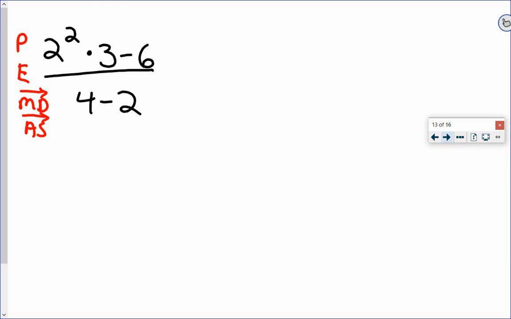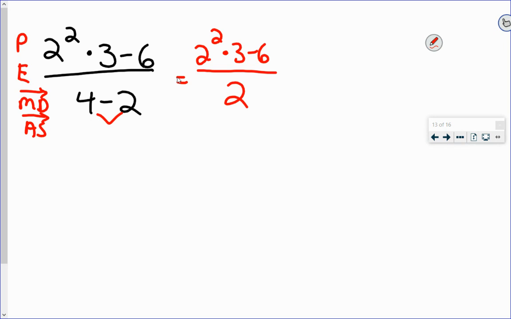Now we've got things to do on the top to get it to one number, and we have things to do on the bottom to get it to one number. The bottom's really easy. 4 take away 2 is 2. Now let's do the top. You have to do the top separate from the bottom. So when we look at the top, what's there to do? Well, we've got an exponent, we've got multiply, and we've got subtract. Exponents come first, so we will do this first on top.